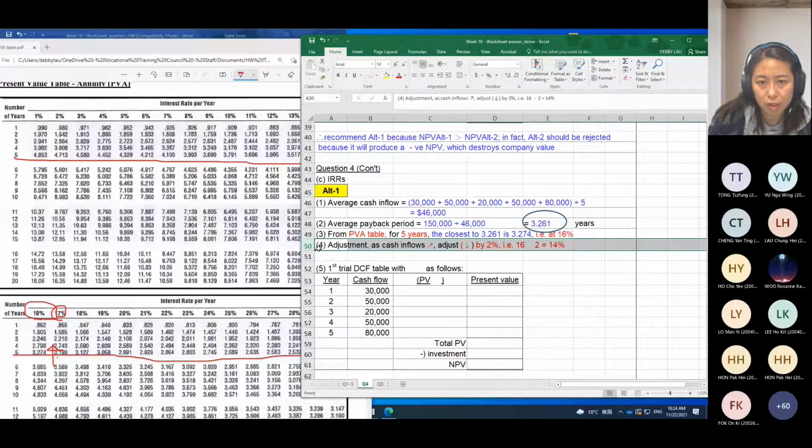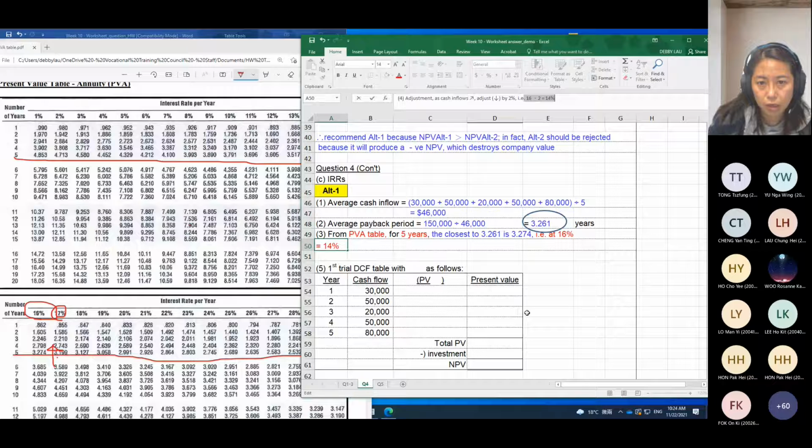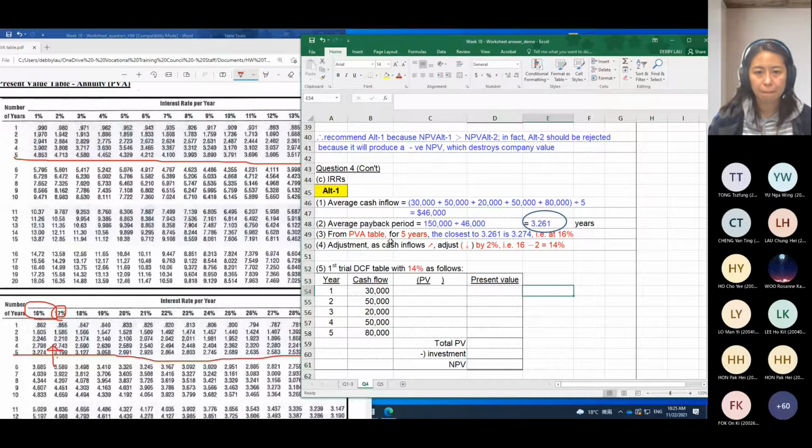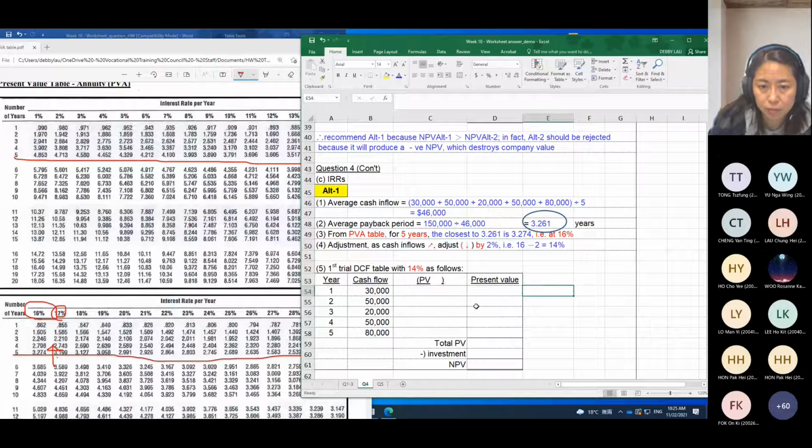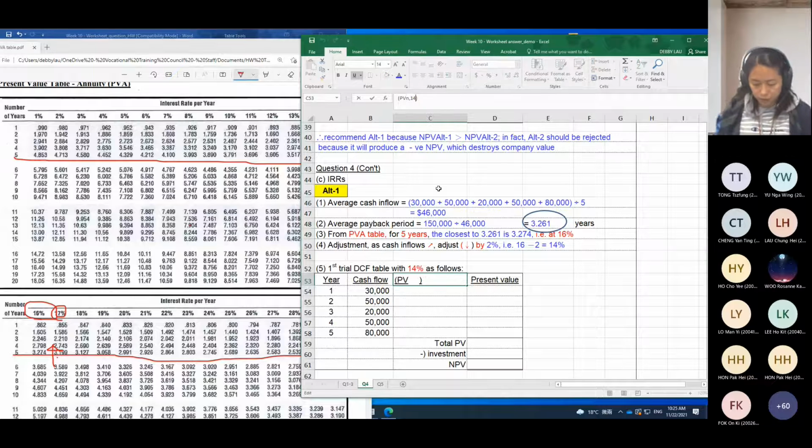By 2%, which is 16%. The answer of step 3 minus 2%, means the first attempt should be 14%. Okay, so PV and 14.